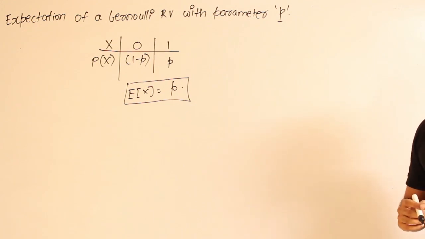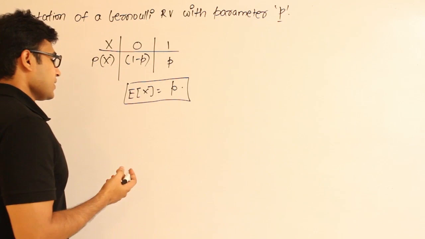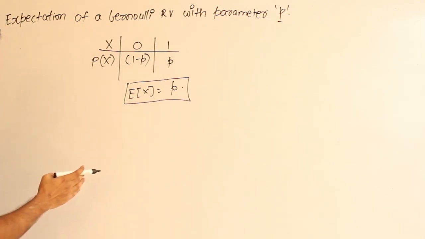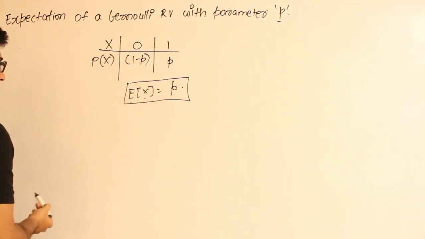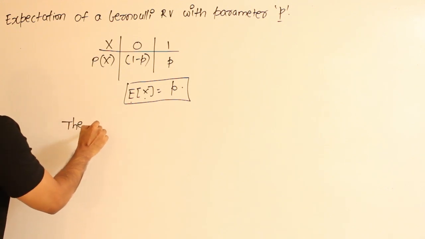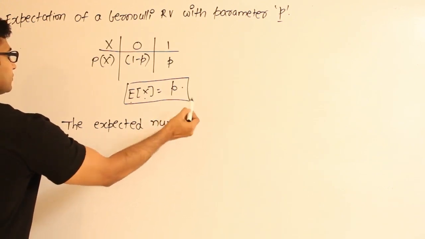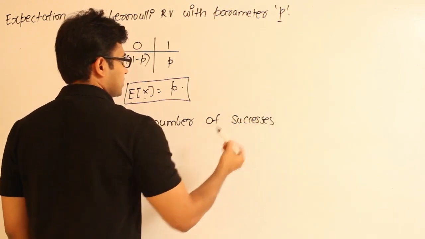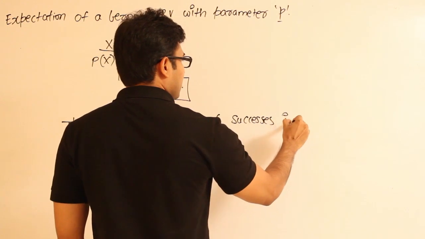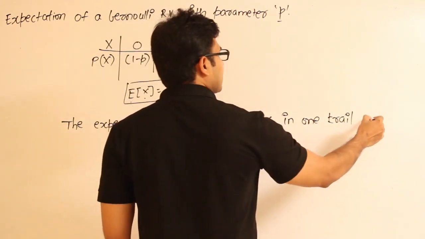So there are some applications, especially of this Bernoulli random variable. One other way of understanding this expectation is to think of it like this: the expected number of successes in one trial is equal to p. So expectation of x equal to p means, you can note it down, the expected number of successes that can happen in one trial. One trial means when you do this one time. In one trial is p.